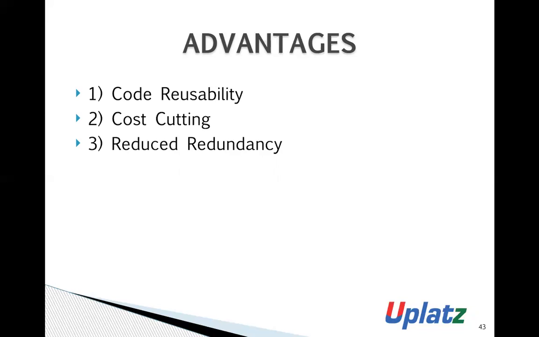The next is reduced redundancy. What is redundancy? Redundancy means repetition of code. All of us know that memory is a limited resource and the time of a programmer is also very valuable. So he or she doesn't have to write the code again and again. Whichever common code is there, can be put inside a class and inherited by other classes. That is why reduced redundancy, code reusability, and cost cutting are the major advantages of using inheritance in our program.